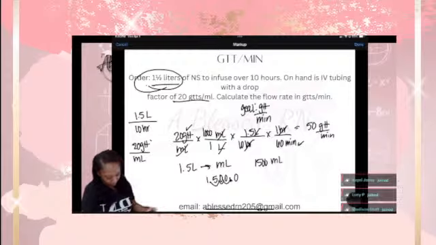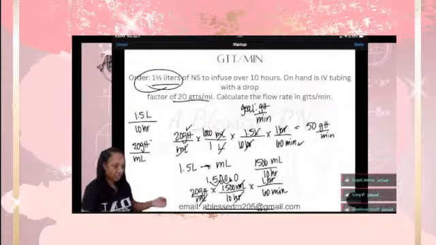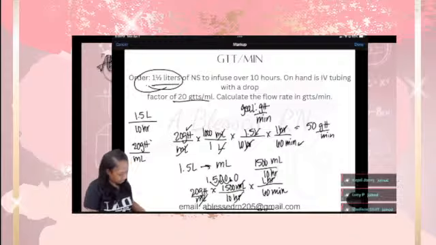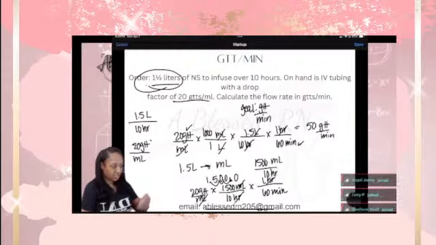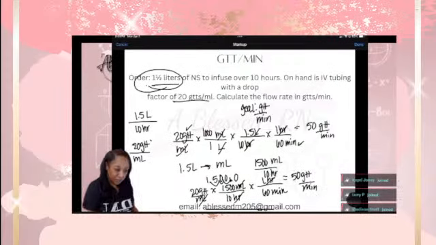So then if we had 1,500 milliliters over 10 hours, you would do the same thing. So we do 20 drops per milliliter. Then you have your 1,500 milliliters per 10 hours. We want our hour on the top and our minutes on the bottom, and that crosses out, boom, boom, and it's still drops per minute. So 20 times 1,500 divided by 10 divided by 60, and that's still 50 drops per minute. So you see that you can do it both ways. You just got to know to convert it. You have to know your conversions.